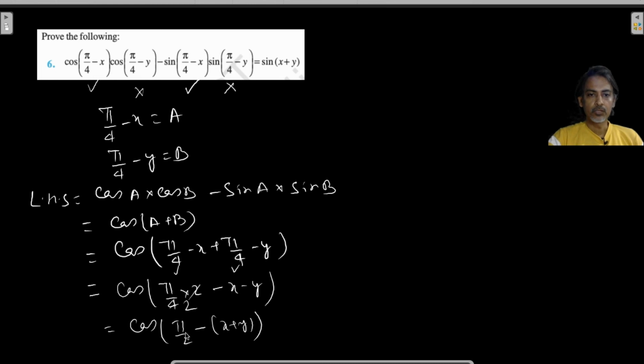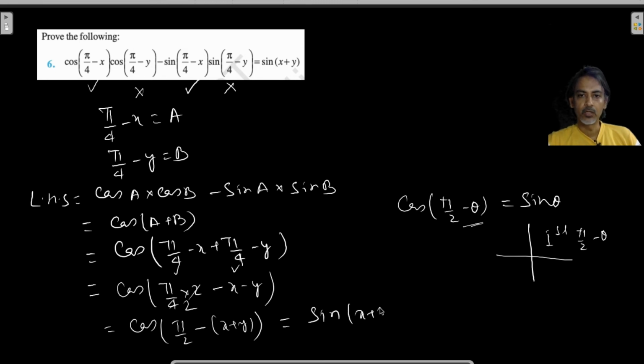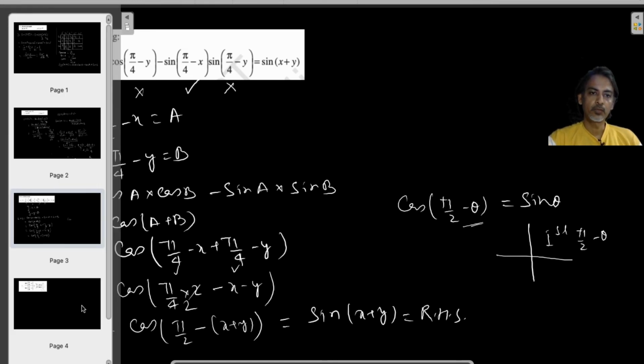And if cos of pi by 2, so we know that cos of pi by 2 minus theta is nothing but sine theta, right? This is also we know, because first of all this pi by 2 minus theta is in first quadrant, and cos is having an odd multiple of pi by 2, so cos will become sine. So then this expression will become sine of x plus y, which is nothing but what we have to match. Alright, so let's move on to the next problem.